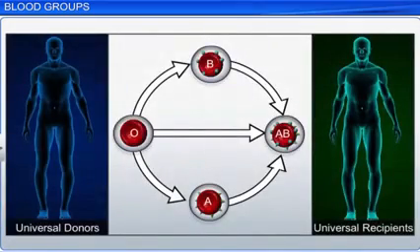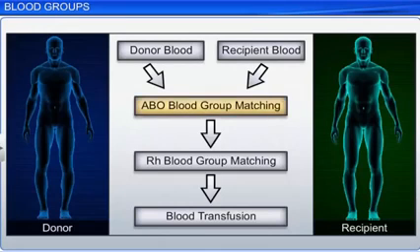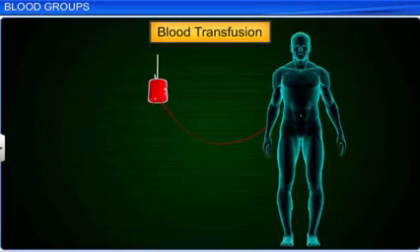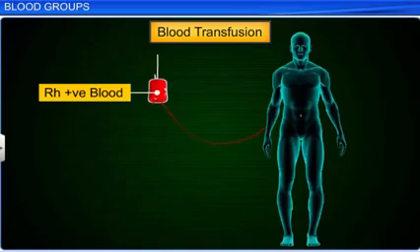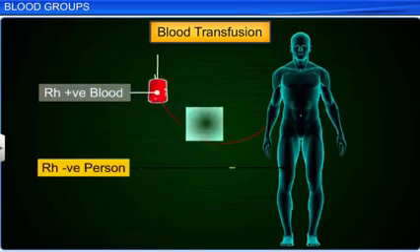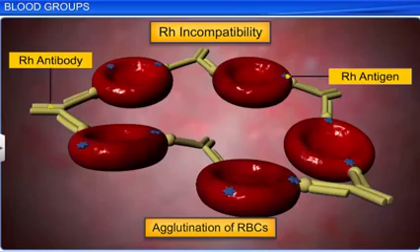Hence, individuals with blood group O type are called universal donors, while individuals with blood group AB type are called universal recipients. In addition to ABO blood grouping, Rh blood group matching is also universally carried out during blood transfusion. This is because if Rh positive blood is transfused to an Rh negative person, it can induce the formation of Rh antibodies, resulting in the agglutination of RBCs.